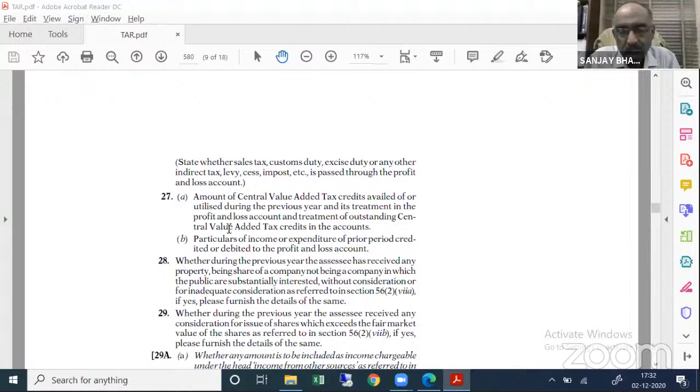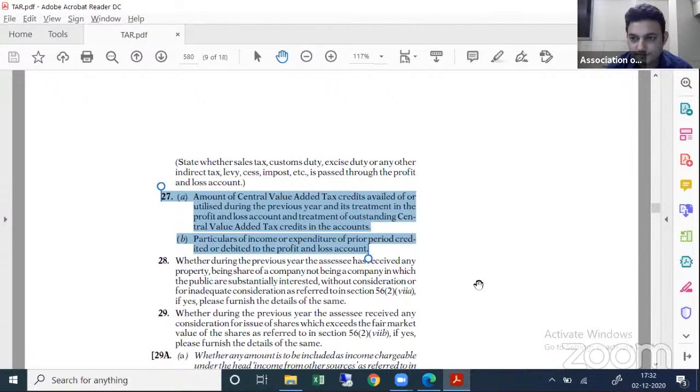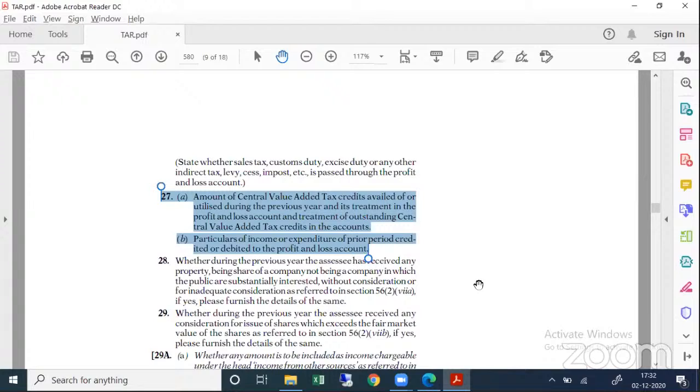Hello. Am I audible? Form 3CD, please tell which number? Point 27, Sanjay da, 27A and B. 27A, to be very precise. Yes, yes. The question is, Sanjay da, can you hear us? Hello. Sanjay, we can't hear you. Your voice is cracking. Sanjay da, you are not audible.